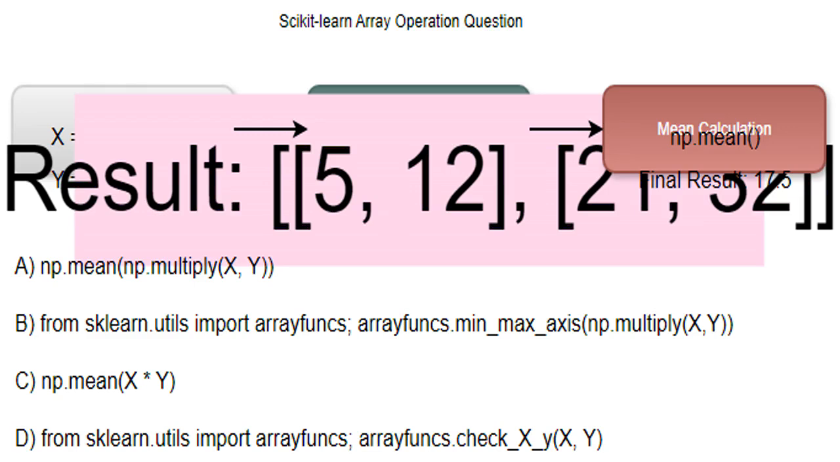After performing element-wise multiplication, the resulting array shows the products. 1 times 5 equals 5, 2 times 6 equals 12, 3 times 7 equals 21, and 4 times 8 equals 32, organized in the same 2 by 2 matrix structure.